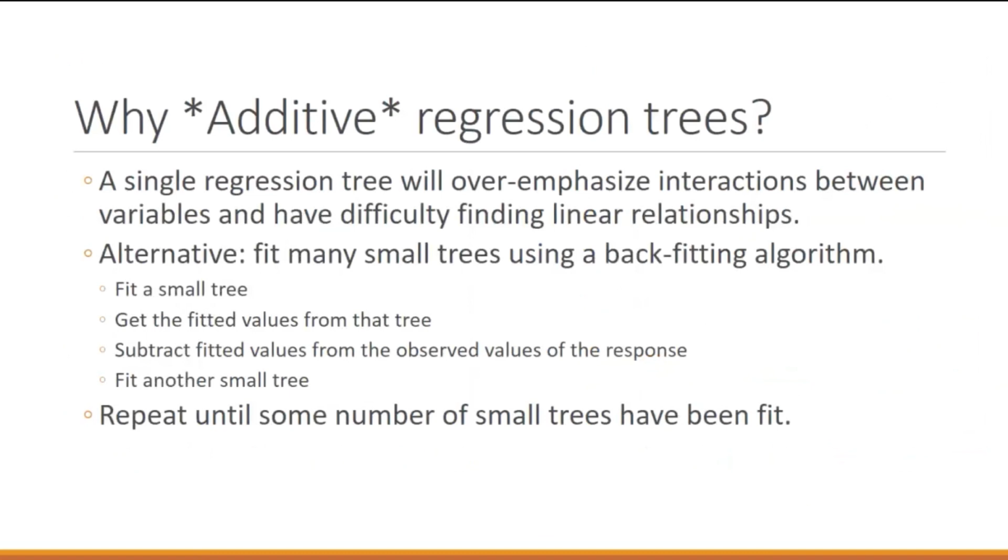So the alternative is, rather than fit one tree, which might have to be very deep to capture patterns in the data, we can fit many small trees using a backfitting algorithm. So the basic idea is we take one small tree, maybe 1 to 5 splits, say, tops, and then get the fitted values from that tree for each observation, subtract those from the observed, and then fit another small tree to the residuals.